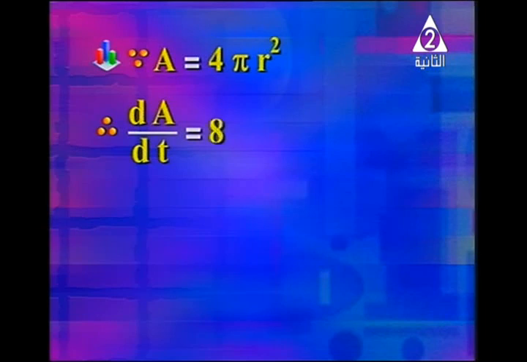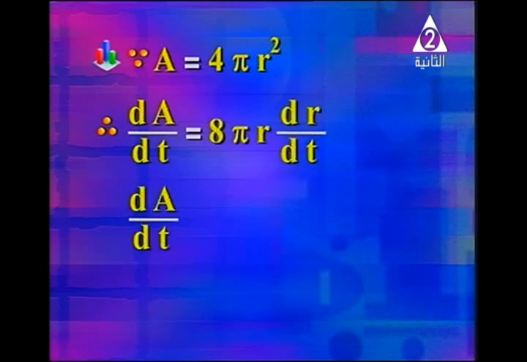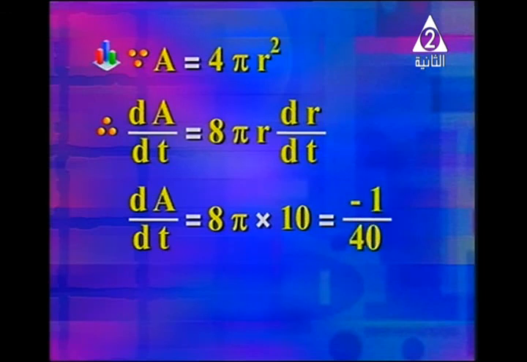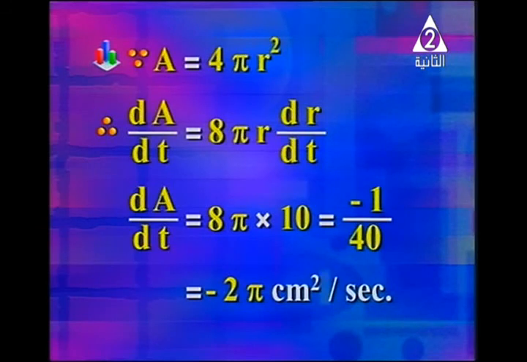Since the surface area of a sphere is 4 pi r^2, then the derivative of area with respect to time t equals 8 pi r dr/dt. Then dA/dt = 8 times pi times r (10) times dr/dt (-1/40). Then dA/dt = -2 pi cm^2 per second.